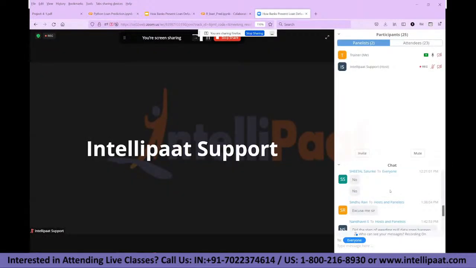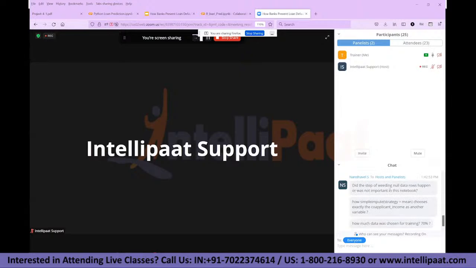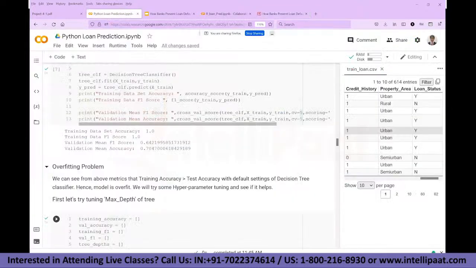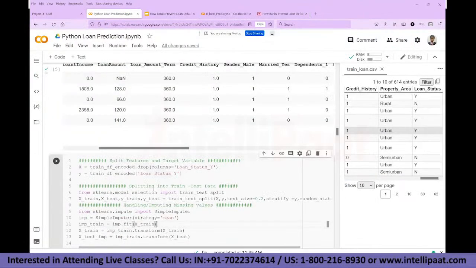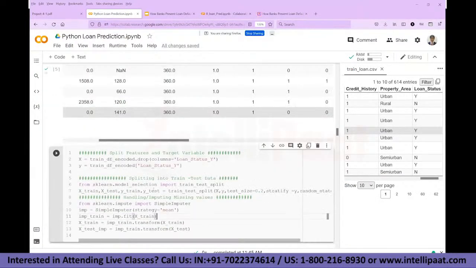Okay, so there's a question here, which is, did the step of removing null data rows happen or was it not important in this notebook? Oh, SimpleImputer chooses exactly the co-applicant as another variable. Choosing 70% for training. Okay. So in this case, when you say imputing, handling missing values and null rows shouldn't always be done by removing them. That means filtering out null values is not the only way.